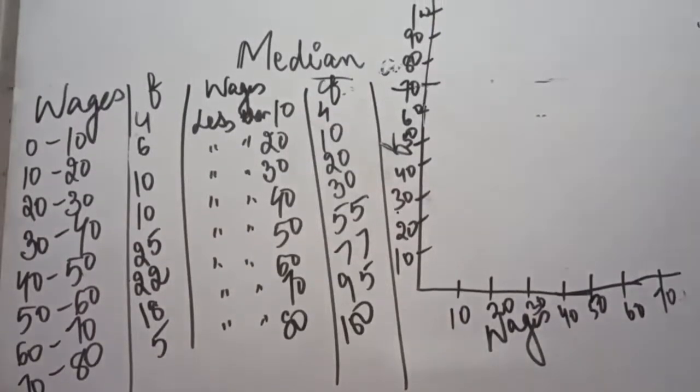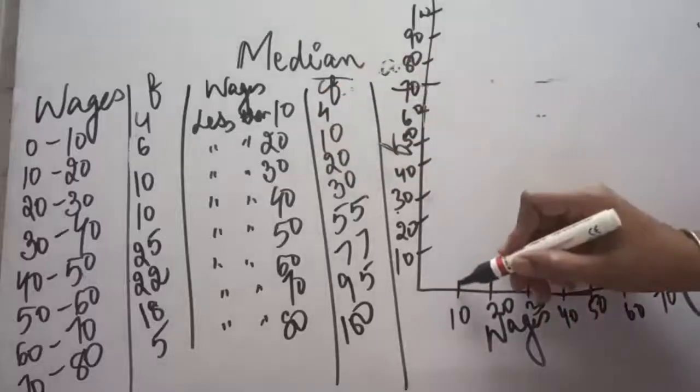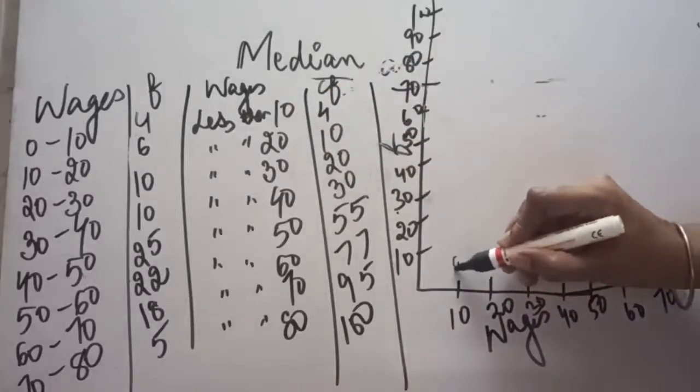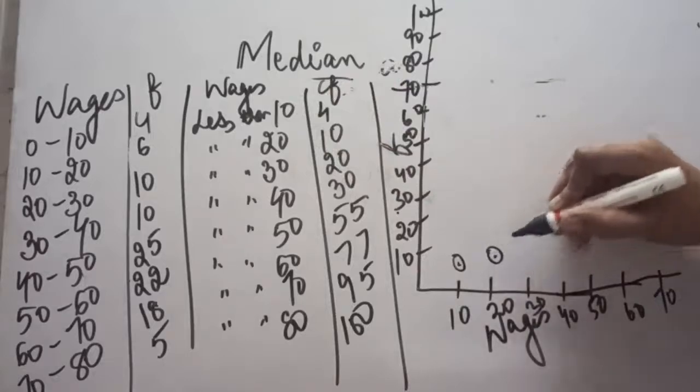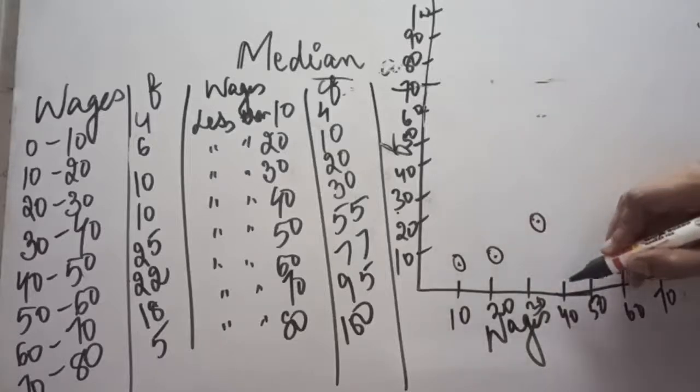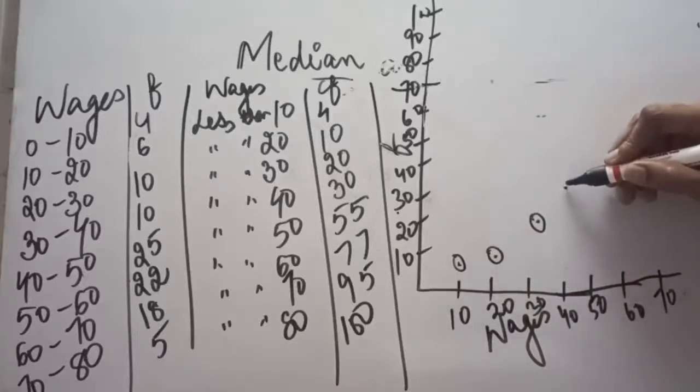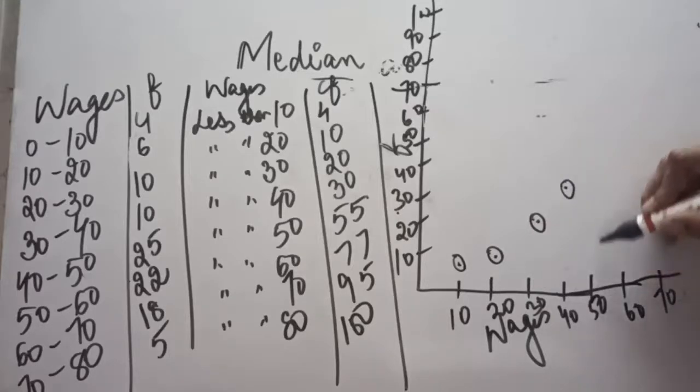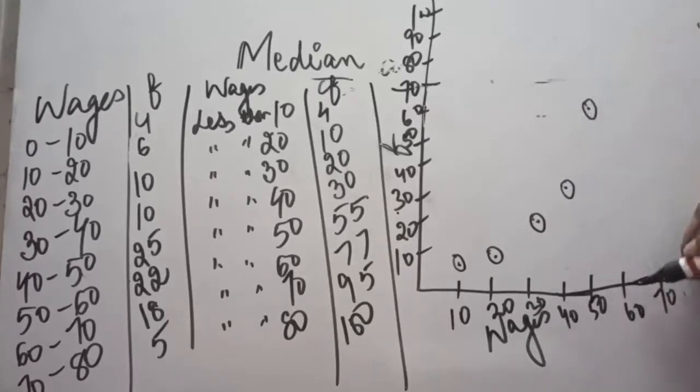Now plotting the points, first, the value less than 10 is 4, so we can plot the point here. Next is 10 here. Next is 20, we can plot here. Next is 30, which will be somewhere here. Next is 55, so 55 will be here. Next is 77 here. And next is 95, which will be somewhere here, and last will be 100. So like this we will be plotting the points on this graph.